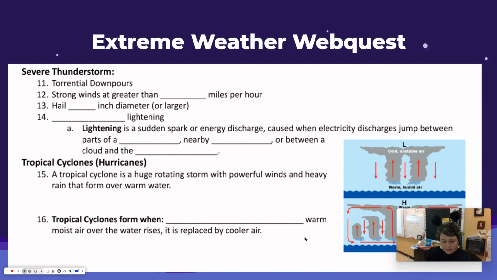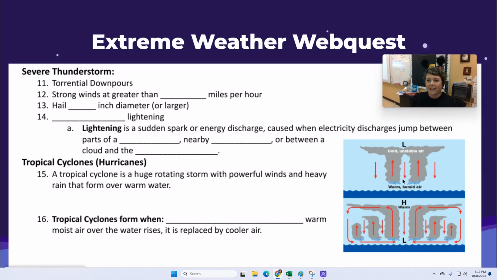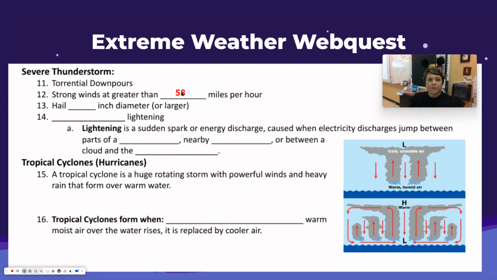Okay, next part here is severe thunderstorms. You guys all keeping up on your sheet? Okay, so strong winds. I'm going to move myself up here so that you can see my diagram. Severe thunderstorms. We have torrential downpours, we have strong winds at greater than 58 miles per hour, very specific. Okay, it's 57, not a severe thunderstorm.